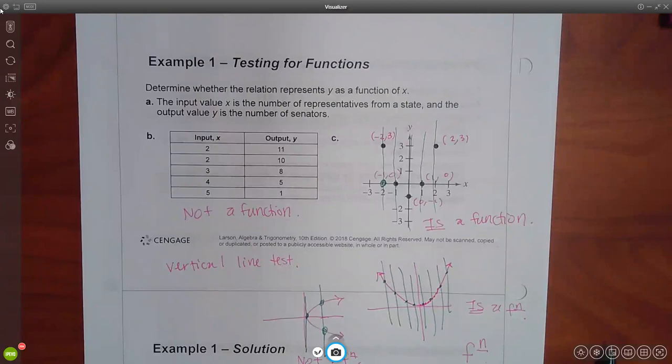I don't know enough about government to even answer that question. Does anybody know the answer to that question? My question is like, could two representatives from a state have the same senator? I don't know that, do you? Anybody? Yeah, I think so. They can, right? I think so.